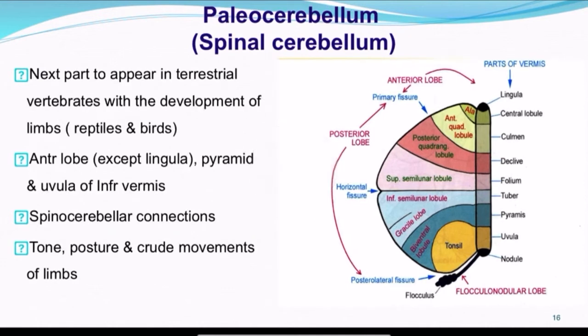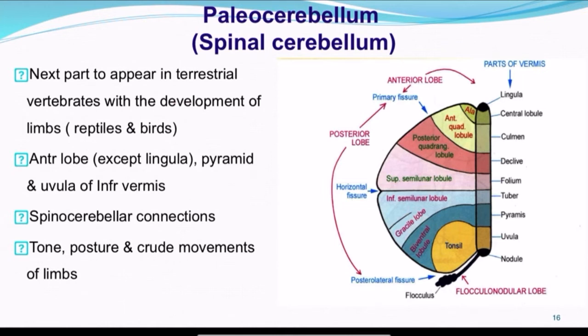Paleocerebellum is otherwise a spinal cerebellum. It is the next part to appear in terrestrial vertebrates with the development of limbs in reptiles and birds. So as the animal kingdom was evolving, the cerebellum was getting better and better in its function and structure.